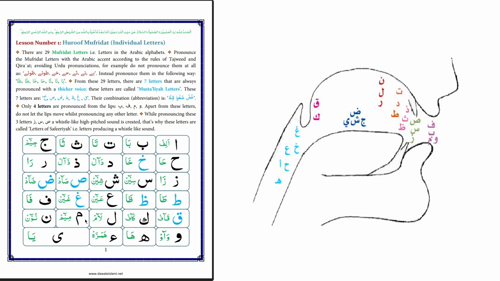Next we have mim. So MEEM, and we produce it with the two lips. Mim.